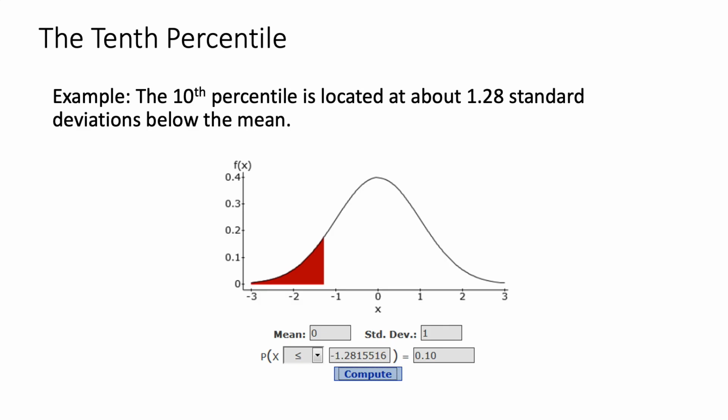Well, this is actually relatively simple using StatCrunch. Instead of plugging in for my x value, I'll just plug in the area. So here, if I did this in StatCrunch, I found that the z-score that corresponds to an area of 0.1 to its left is negative 1.28. That's called the 10th percentile because 10% is below that value.